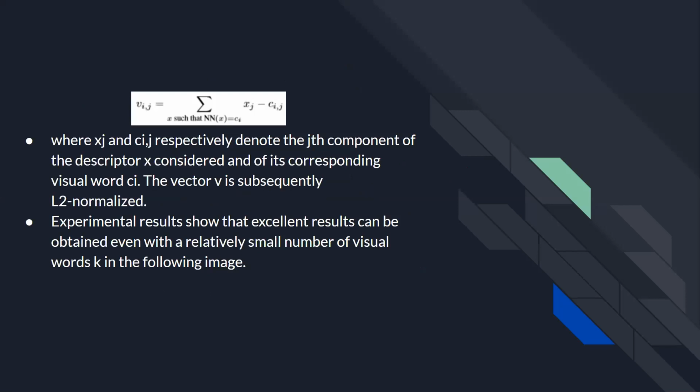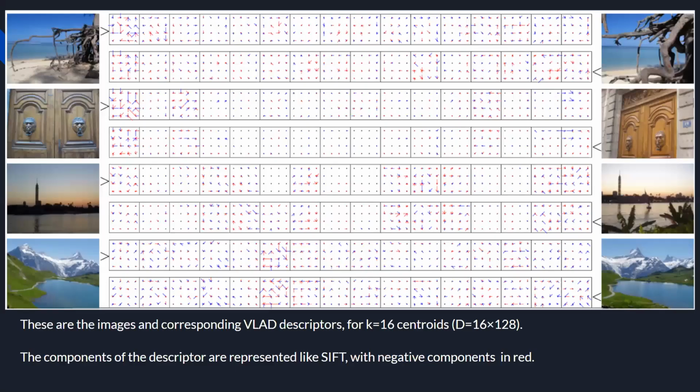Experimental results show that excellent results can be obtained even with a relatively small number of visual words k. In the following image, we have an image which is taken in two orientations. These are the images and the corresponding VLAD descriptors for k equal to 16 centroids. Hence we get D equal to 16 cross 128. The components of the descriptor are represented like SIFT, with negative components in red.